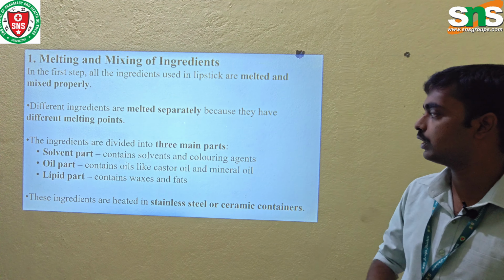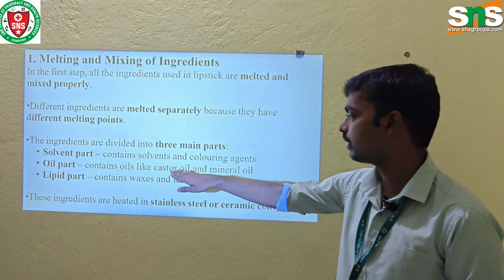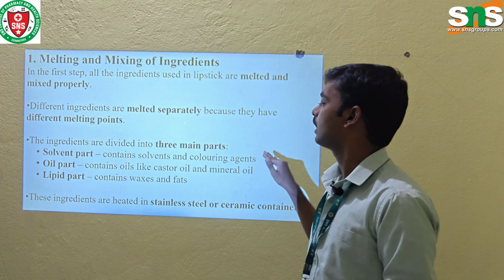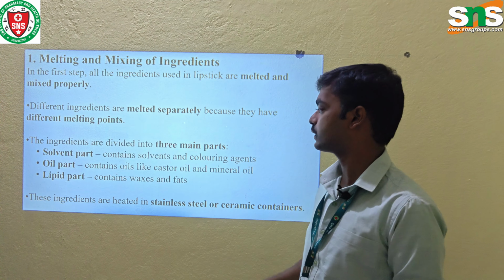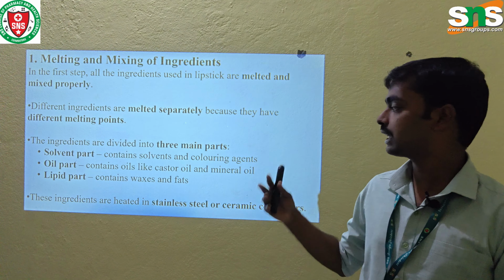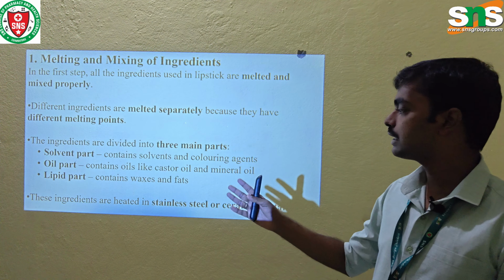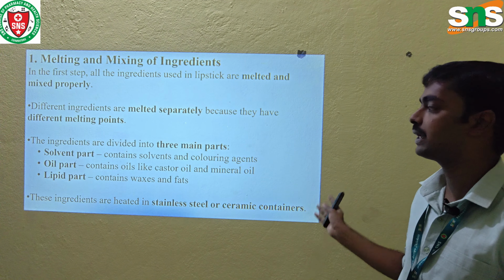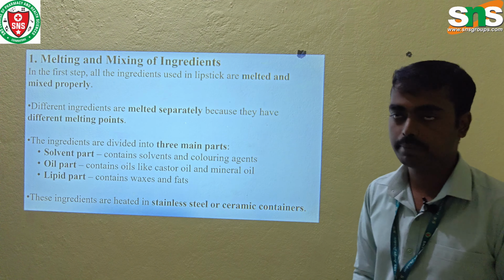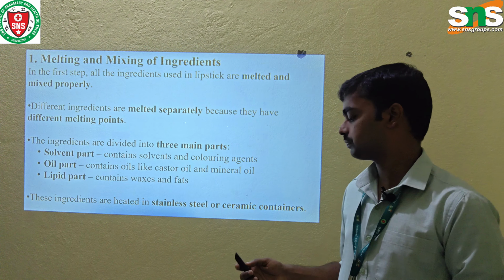The ingredients are divided into three main parts. The first one is the solvent part, which contains solvent and coloring agent. The oil part contains oils like castor oil and mineral oil. The wax part contains waxes and fats, and various types of waxes and fats are used. These ingredients are heated in a stainless steel or ceramic container to avoid interaction between the container and the solvents.